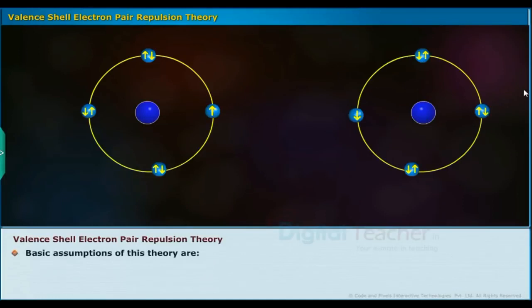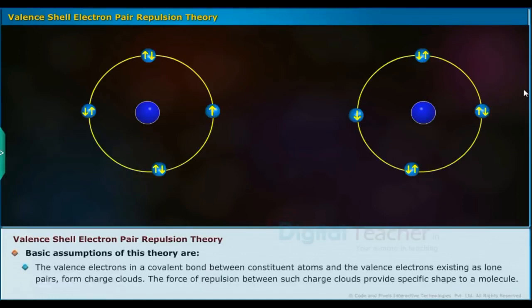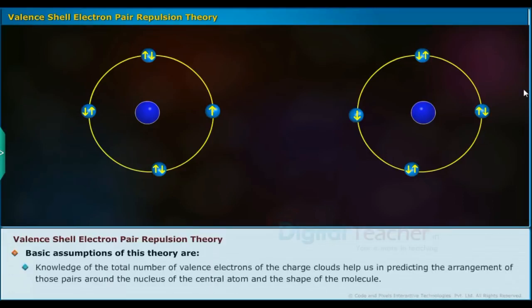The basic assumptions of this theory are that the valence electrons in a covalent bond between constituent atoms, and the valence electrons existing as lone pairs, form charged clouds. The force of repulsion between such charged clouds provides a specific shape to a molecule. Knowledge of the total number of valence electrons of the charged clouds helps us in predicting the arrangement of those pairs around the nucleus of the central atom and the shape of the molecule.